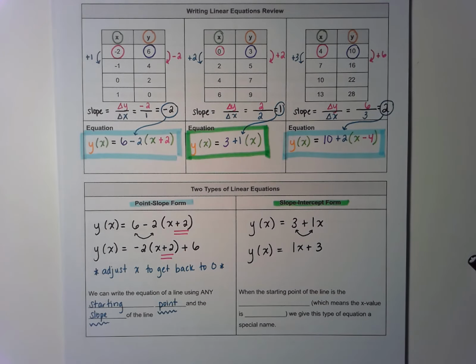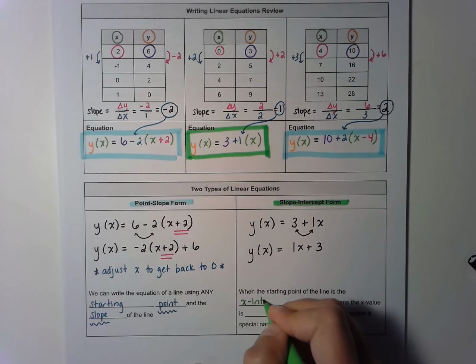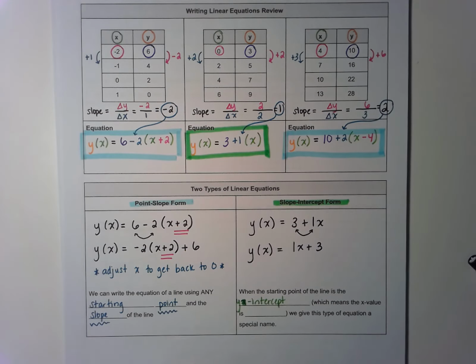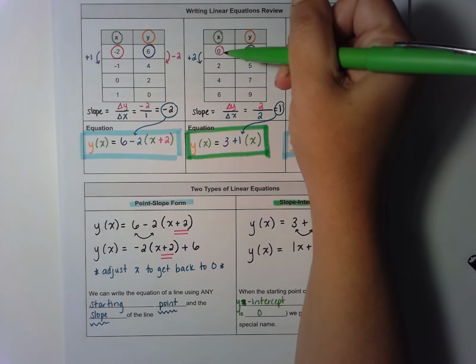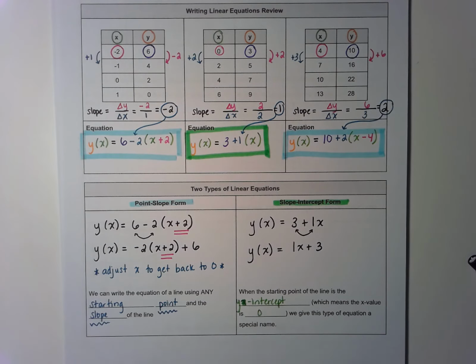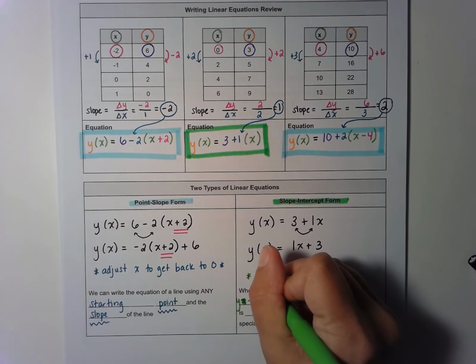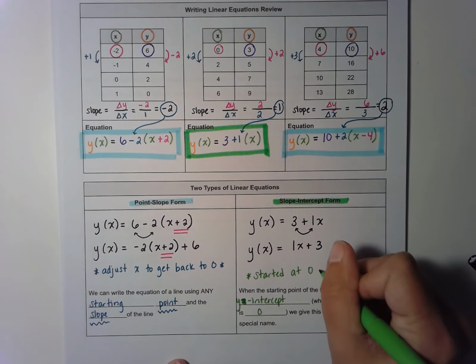When the starting point of the line is the, sorry, not x-intercept, is the y-intercept, it means the x value is 0. So you'll notice in this table, the x was 0, that is the y-intercept. And we give this type of equation a special name. We call it slope-intercept form. And the thing that makes this slope-intercept form is that we did not need to adjust to get back to 0. We already started at 0.